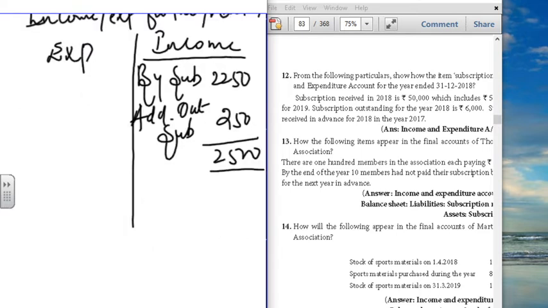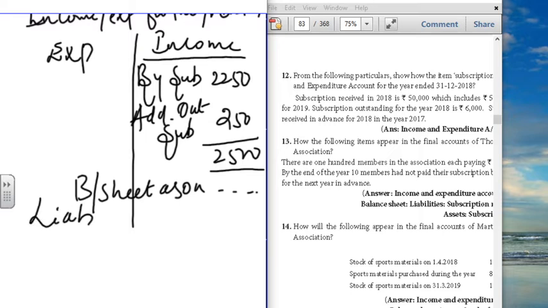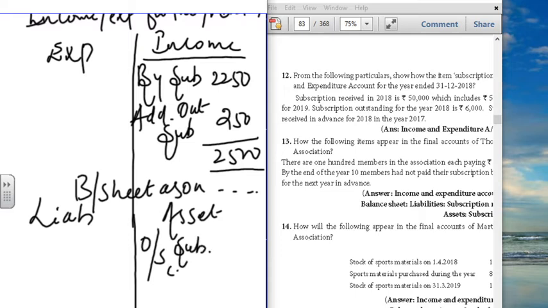Next is how it's going to appear in the balance sheet. So the heading is balance sheet as on. There is no date. So we just write liabilities and the asset side. You already know all the outstanding will appear only in the asset side. So outstanding subscription, this is for current year. உங்களுக்கு தெரிஞ்சிக்கிறதுக்காக நான் bracketல போட்டு வச்சிருக்கேன். It is 250. On this side, pre-received subscription.